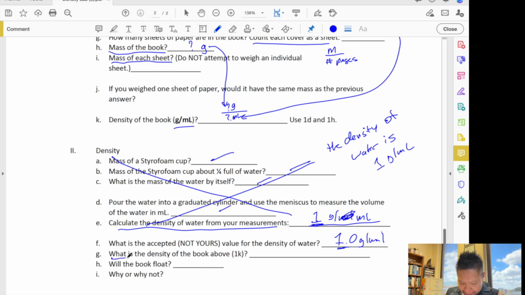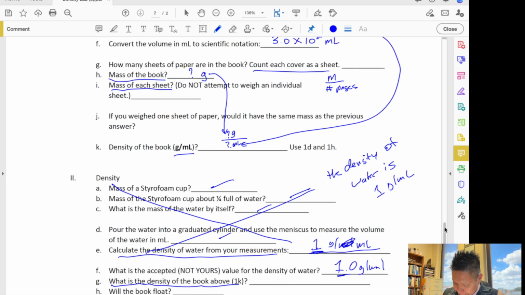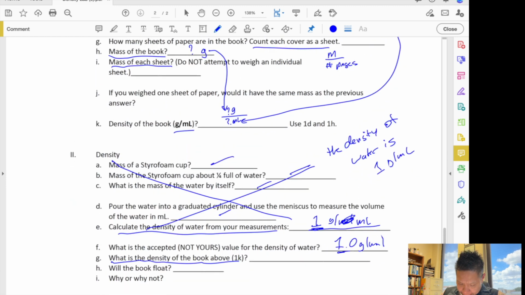And then it asks you what the density of the book is. You already figured that out. The density of the book was up here, the answer from this problem. What is the density of the book? All right? So you put that down here.